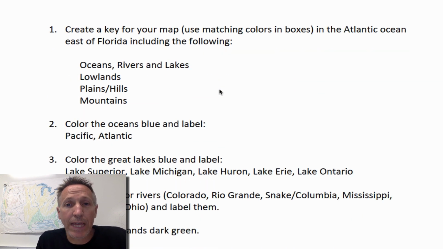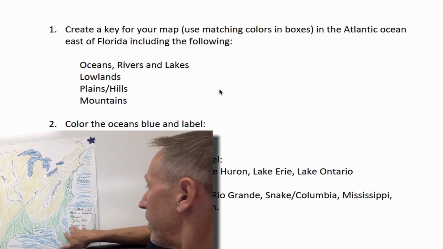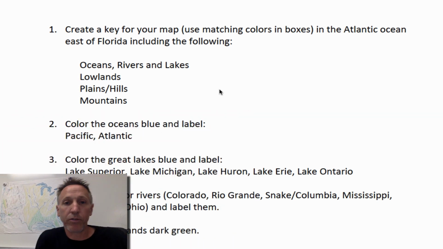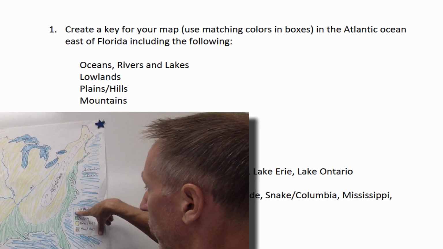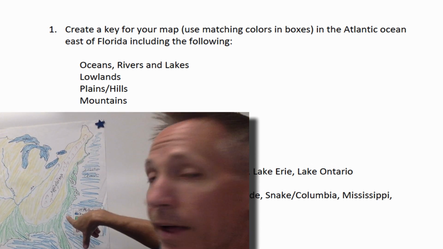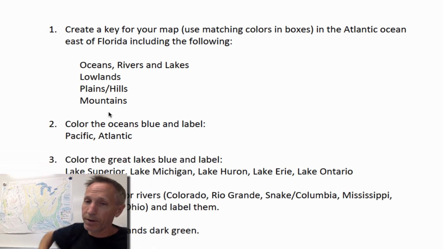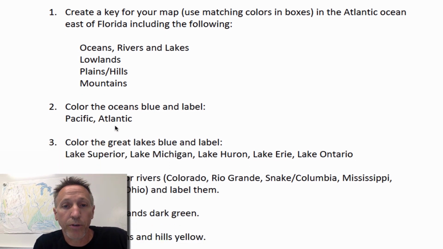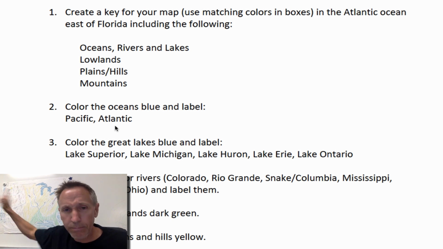All right. So first of all, you'd create a key for your map. And this one, in the example, it's here in the lower right-hand corner. You might be able to put it down here where Mexico is. We'll see, wherever you have room on your paper. And you're going to have 4 boxes over here that you're going to draw in. You'll label them oceans, rivers, and lakes, lowlands, plains, hills, mountains. And as you can see, each one gets a color, and that corresponding color you will find right there on the map. Simple. And then you're going to color the oceans and label them Pacific, Atlantic.